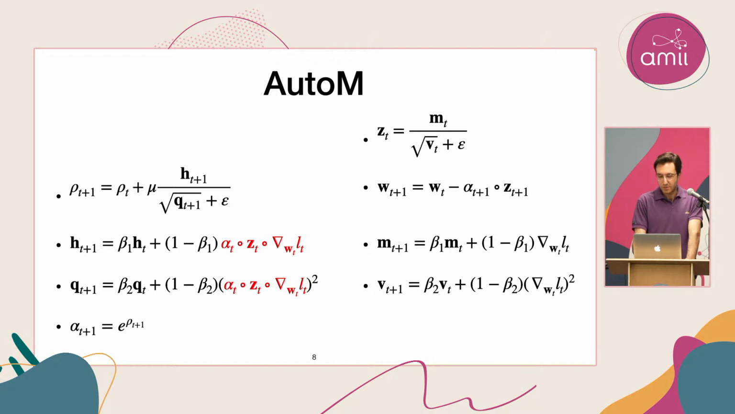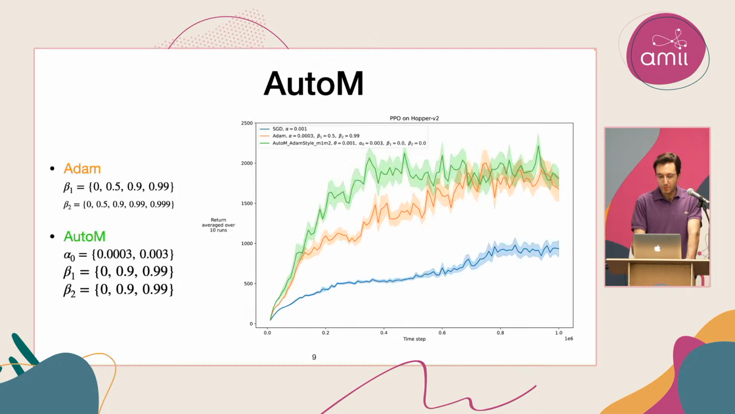So I ran SGD, Autumn, and Adam on Hopper, the environments from Gym. I tuned beta 1 and beta 2 to a combination of 20 different values, and then for Autumn I tuned the initial step size and beta 1 and beta 2 to 18 different values. So in total, we tried more hyperparameter settings for Adam. And then you can see here that Autumn learns faster than Adam. And in this particular case, the settings for beta 1 and beta 2 for Autumn were both 0.